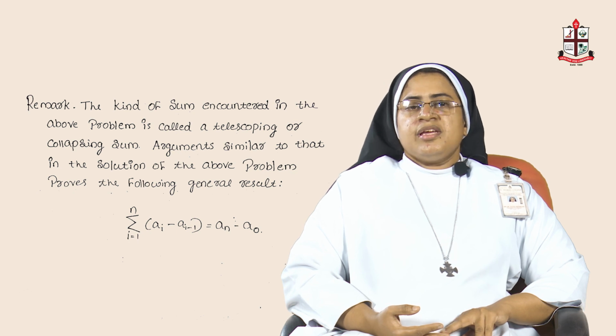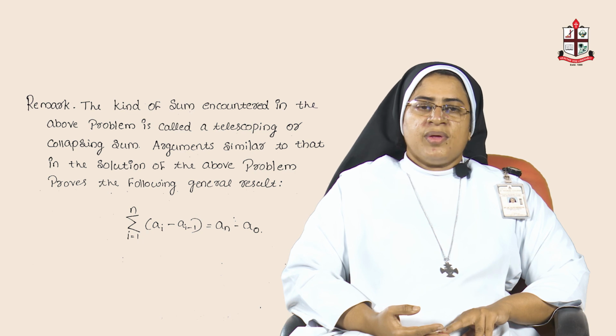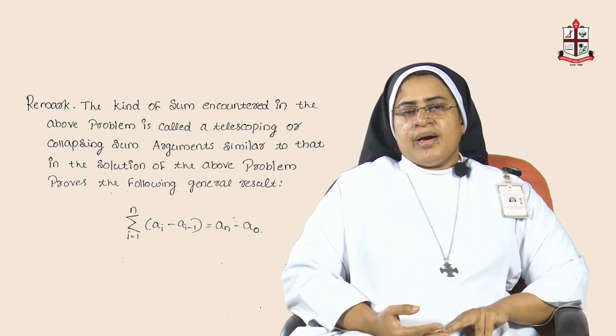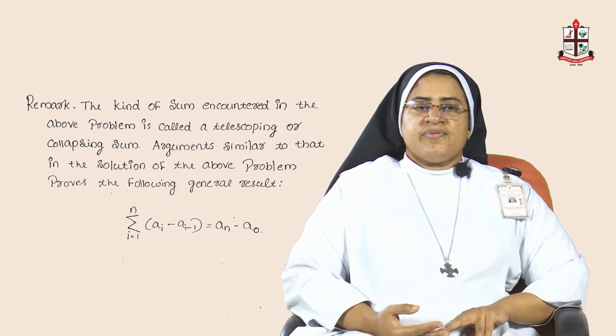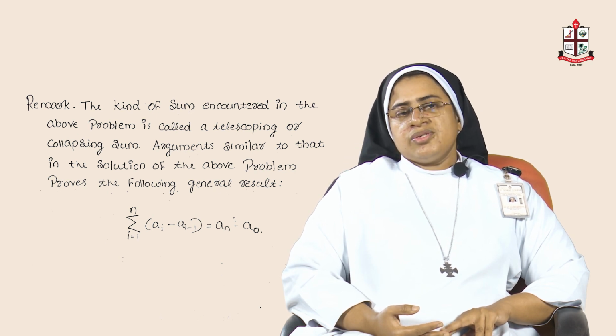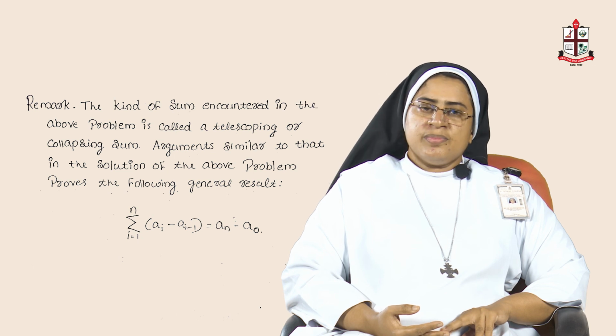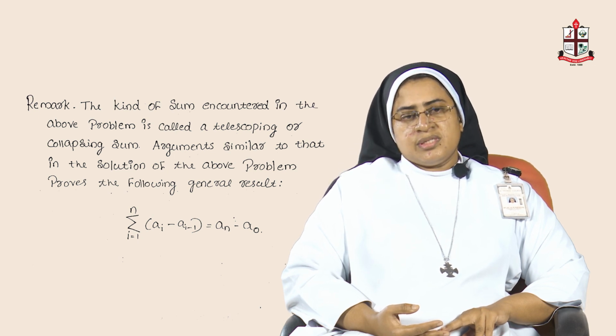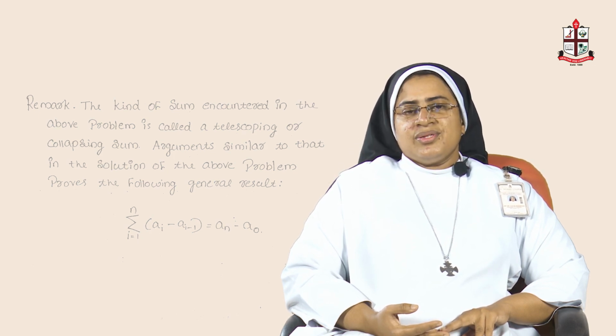So, when we see such a problem, we use the general result: sigma i equals 1 to n of a_i minus a_(i minus 1) is equal to a_n minus a_0. When I am asked to do sums using collapsing sums, I have to make use of this result and carry on. So, this is enough for this class, I feel.